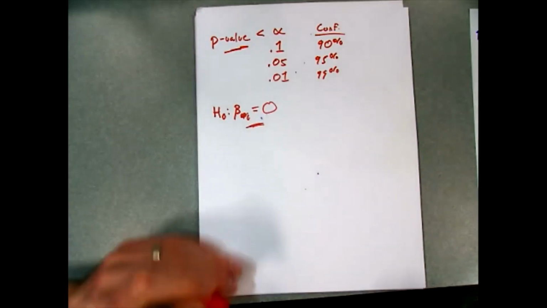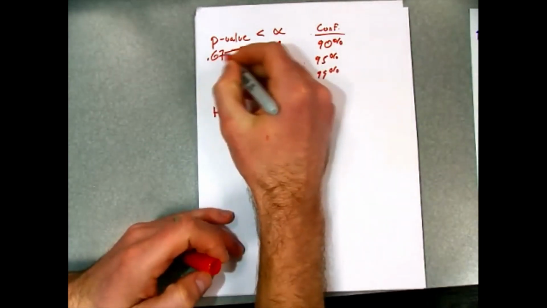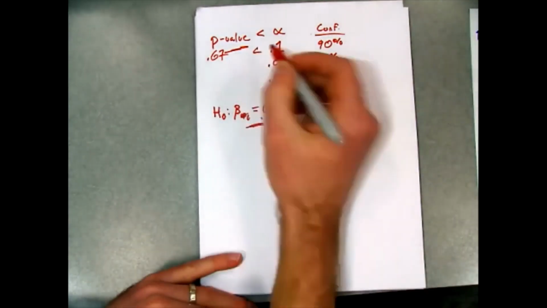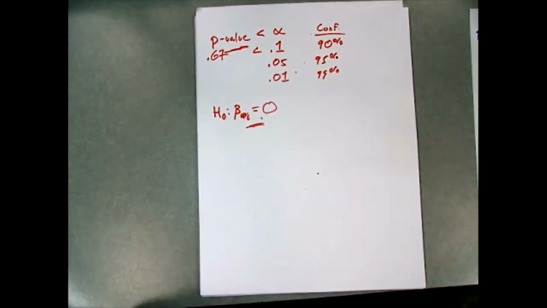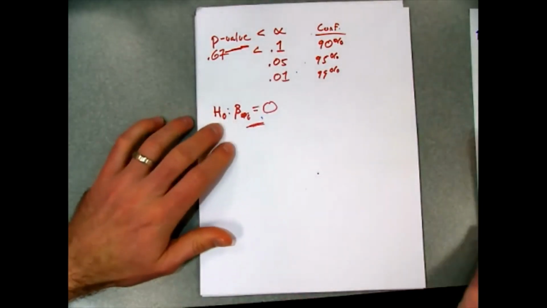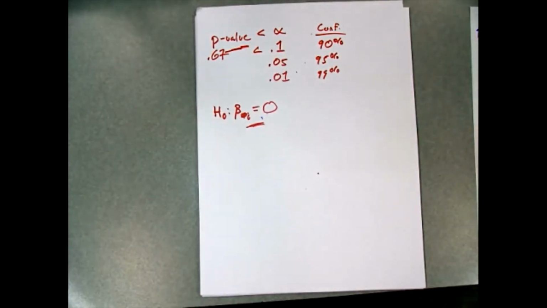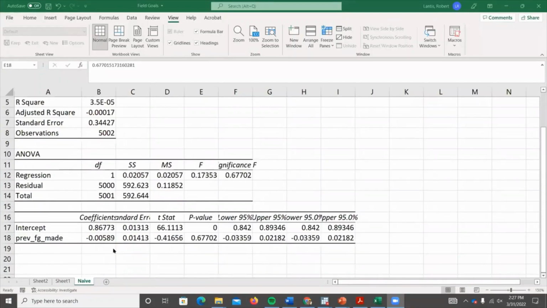So here with 0.67, we're not even close to being less than even the 90% confidence alpha of 0.1. So here we can't say it's any different from 0. There's no effect from making the previous field goal. Okay. So that's our naive regression.